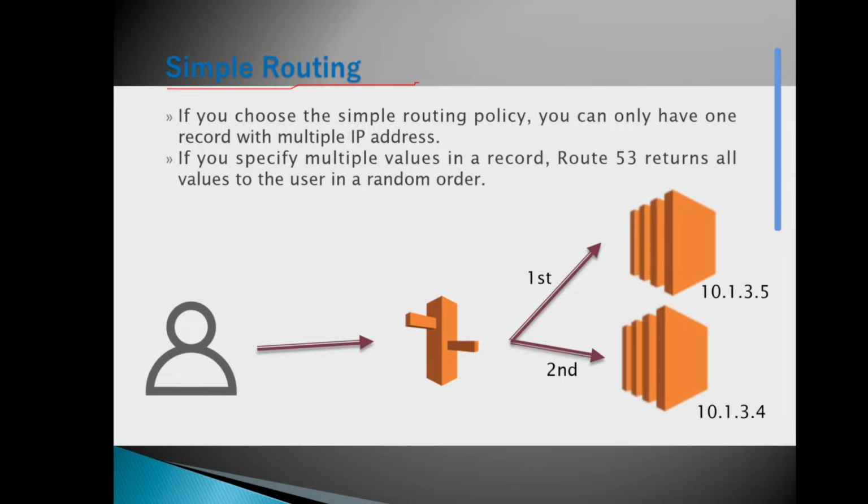Route 53 can send traffic to an EC2 machine, even your on-premise server. It can send traffic to S3 bucket website hosting, and we are going to see that. It can send to an IP address, it can send to your other services as well. If you choose the simple routing policy, you can only have one record with multiple IP addresses. If you specify multiple values in a record, Route 53 returns all the values to the user in random order. It's a very simple way.